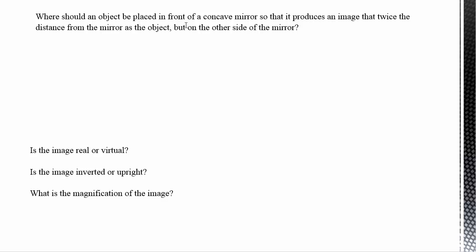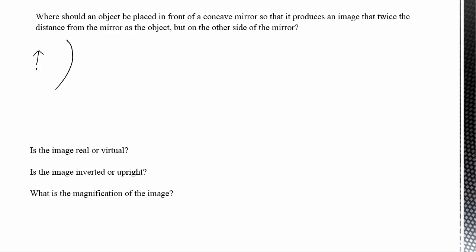Where should an object be placed in front of a concave mirror so that it produces an image that is twice the distance from the mirror as the object, but on the other side of the mirror? So let's do a little sketch to get an idea of what's going on here. We don't know its location, we just know that it is in front of a concave mirror. So the image is going to be twice the distance.